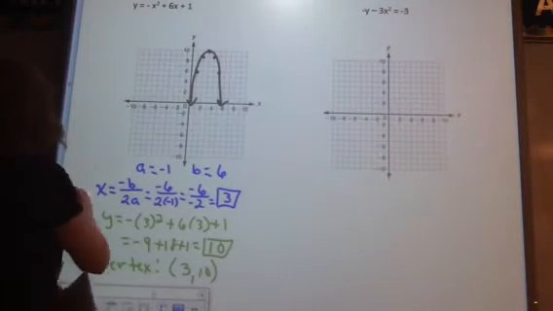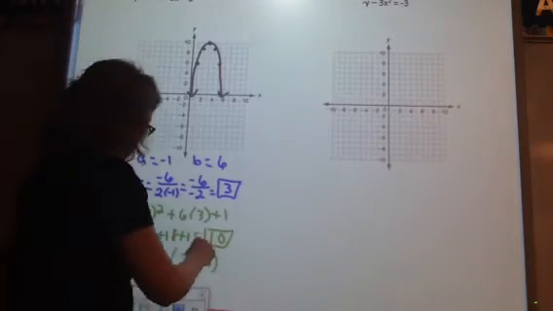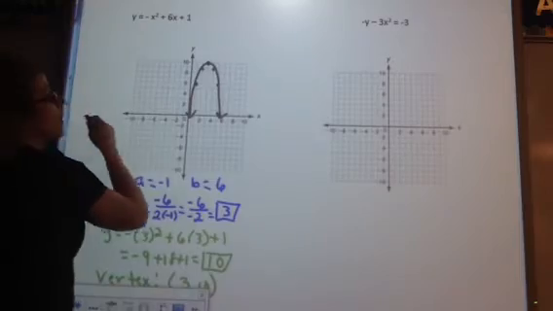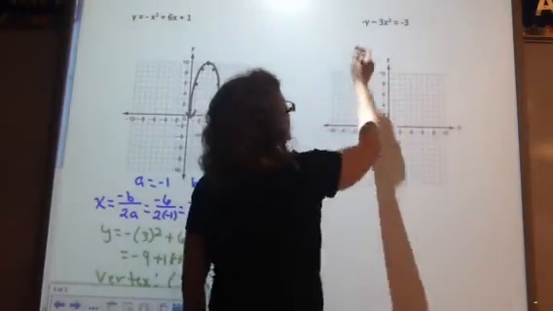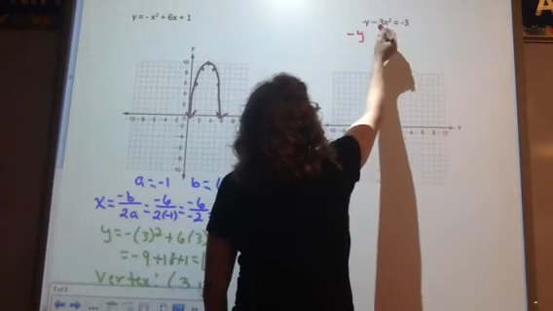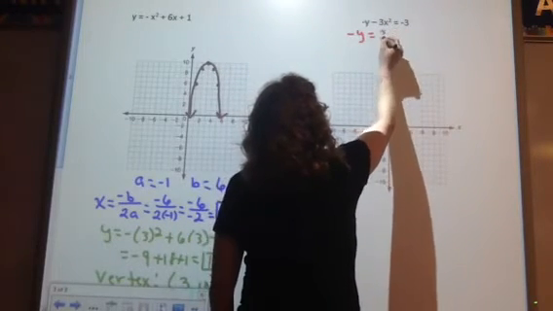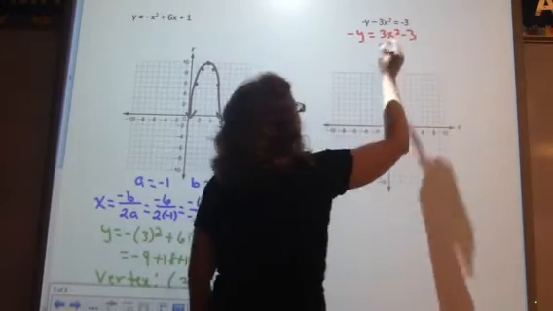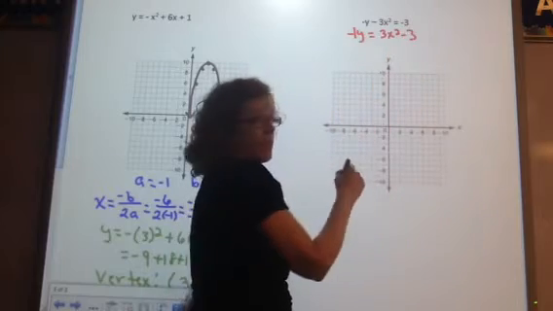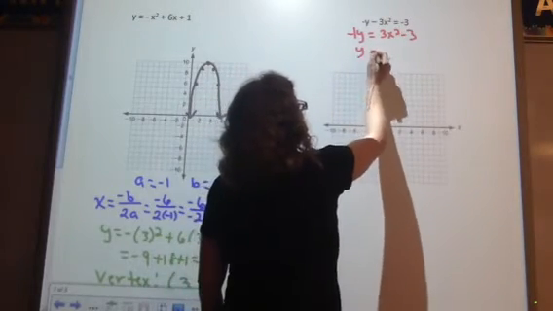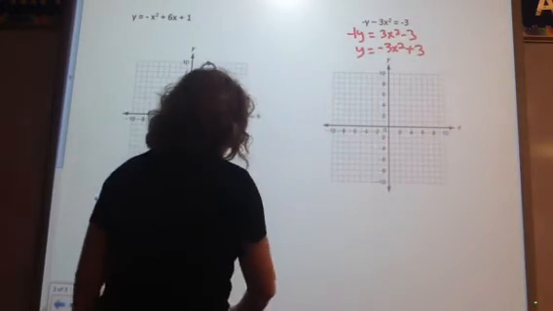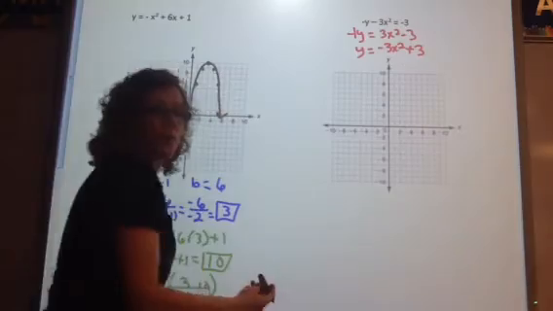Alrighty guys, let's look at this last one over here. Let's go ahead and get this with our variable y isolated. So I have negative y, and I'm going to add 3x squared to the other side. Now we've got to get rid of this negative 1 coefficient here, so I have to divide each term by negative 1. So y equals negative 3x squared plus 3. Okay? So I think you can take it from there. Let's see you finish that up.